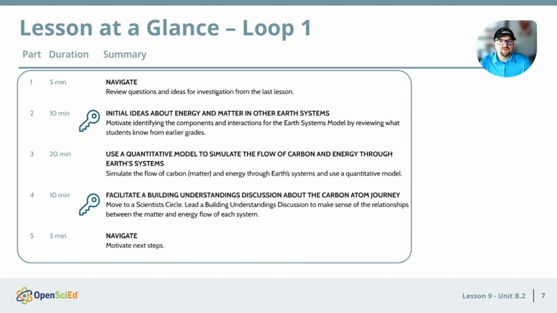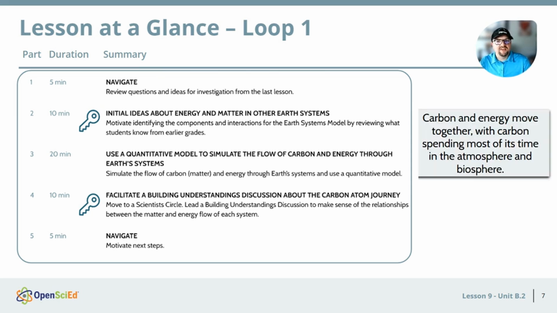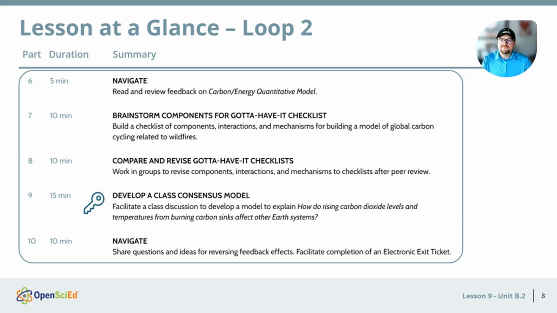In our first sense-making loop, students participate in a quantitative simulation where they act as individual carbon atoms moving through Earth's atmosphere, ocean, biosphere, and geosphere by rolling dice to determine their paths. Through this, they figure out that carbon dioxide and carbon in general, along with energy, move together through these interconnected systems, with carbon spending the vast majority of its time in the atmosphere and biosphere. This naturally leads them to wonder about the global effects when carbon from fires builds up in these specific areas.